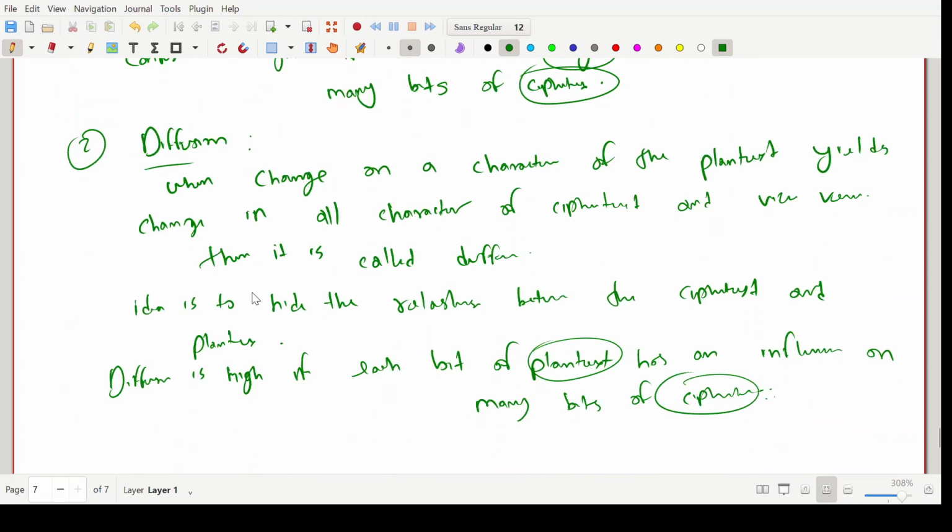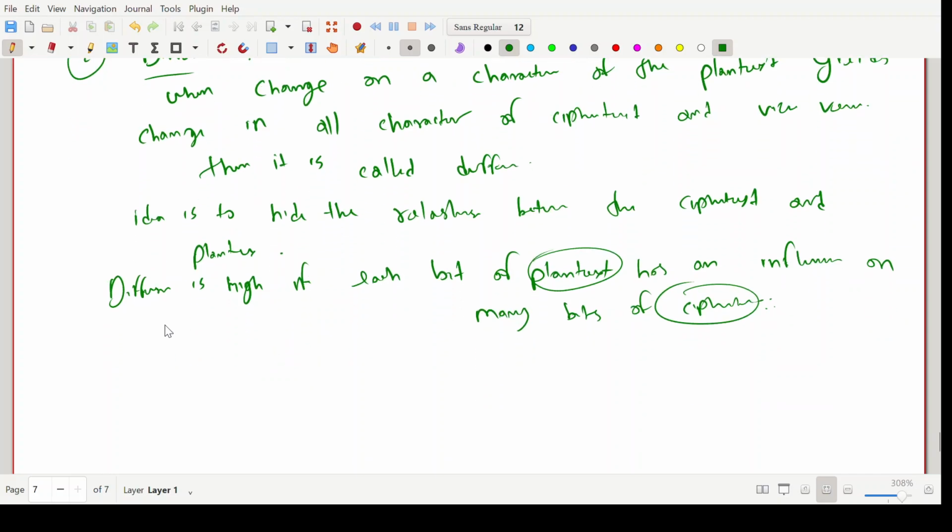Whereas in the case of diffusion, when a change in one character of the plain text yields changes in all the characters of the ciphertext and vice versa, then it is called diffusion. The idea is to hide the relationship between ciphertext and plain text. Diffusion is high if each bit of plain text has an influence on many bits of ciphertext.